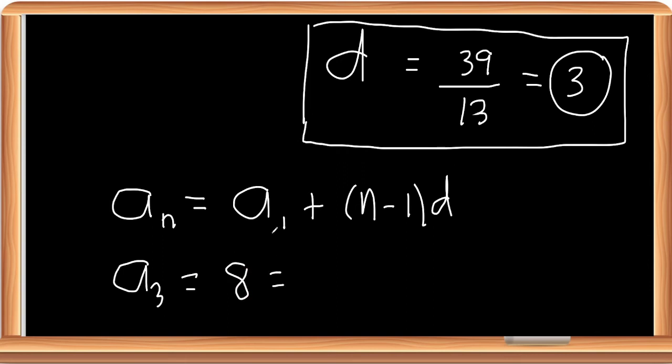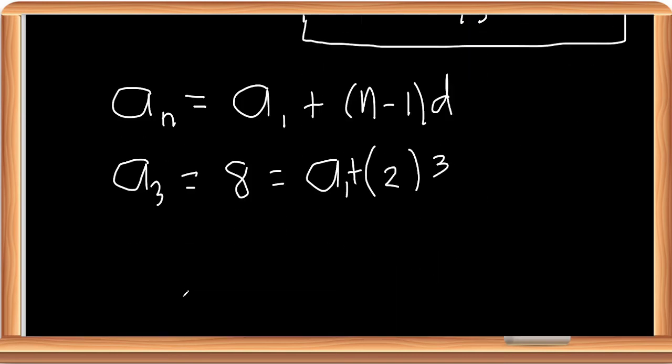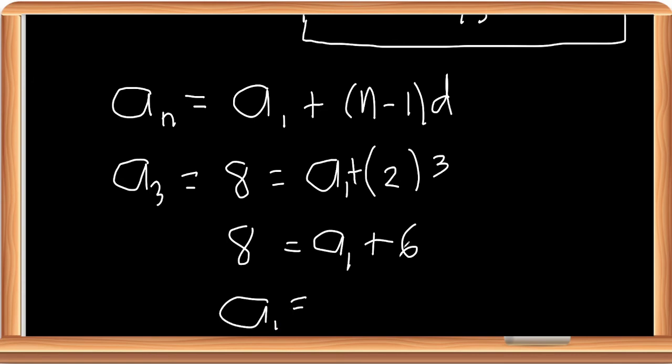Okay, equal to a sub 1, we are looking for a sub 1 plus n minus 1 times d. Your n here is 3, so 3 minus 1 is 2. Sorry, there's a plus here. Plus n minus 1, which is 2, times your d, which is 3. So, 8 is equal to a sub 1 plus 6. Since a sub 1 is what we are looking for, we move 6 to the other side, so 8 minus 6 is 2.